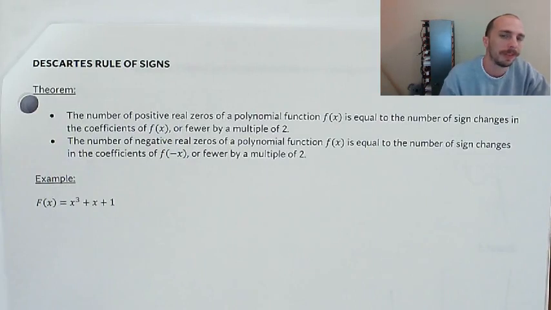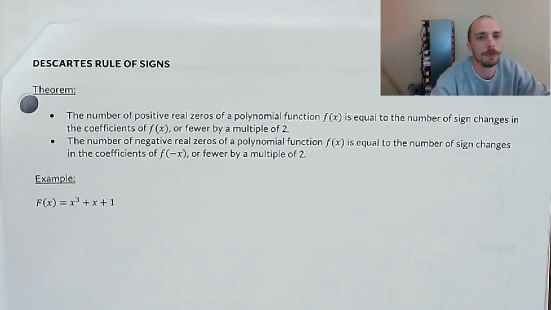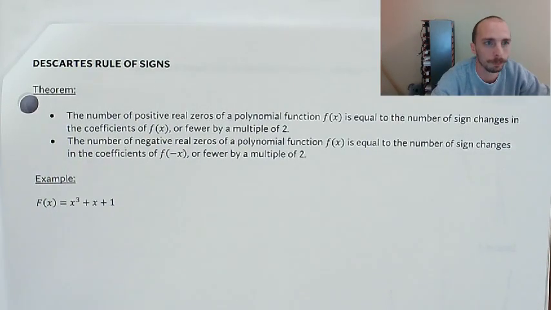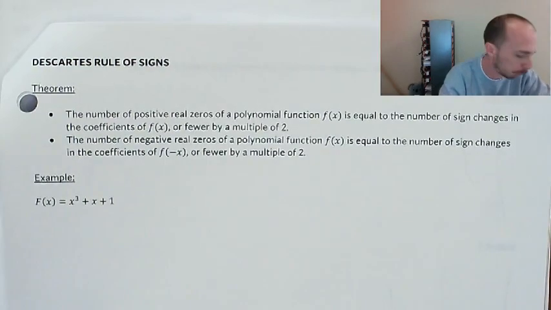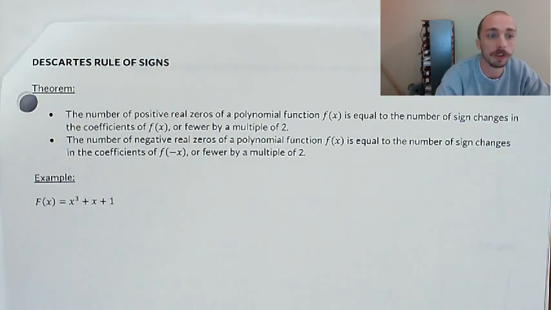All right, so what the theorem says is that the number of positive real zeros, like roots of the polynomial that are real numbers and are positive numbers, is equal to the number of sign changes in the coefficients of the polynomial, or fewer by a multiple of 2. Now, you just learned about the complex conjugates theorem, and if it's fewer by a multiple of 2, it's because that multiple of 2, those are imaginary roots that pulled away from your potential positive solutions. The number of negative real roots of a polynomial is equal to the number of sign changes in the coefficients of f of negative x, or fewer by a multiple of 2.